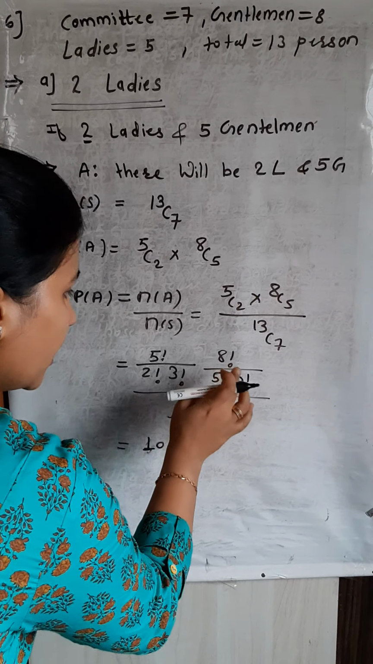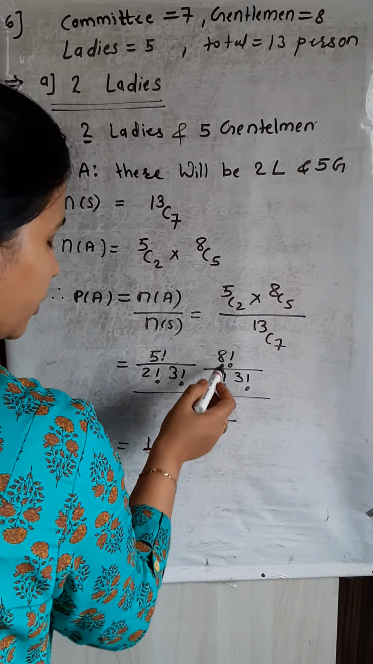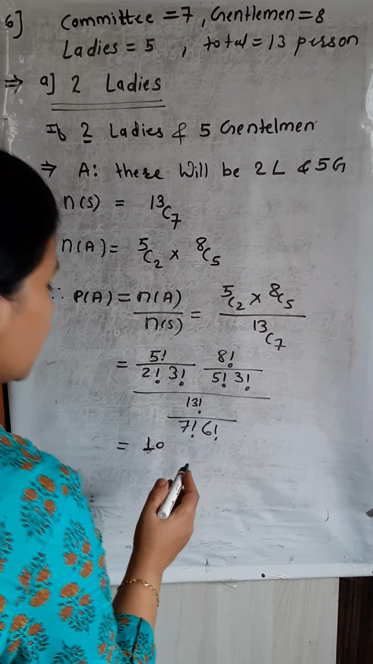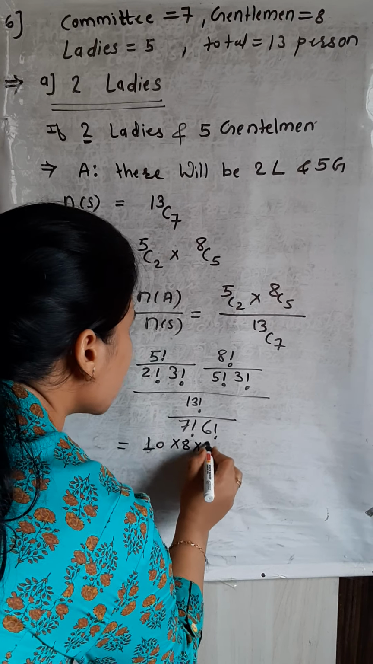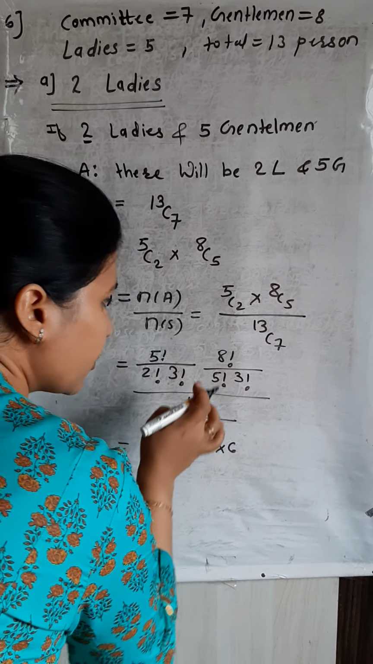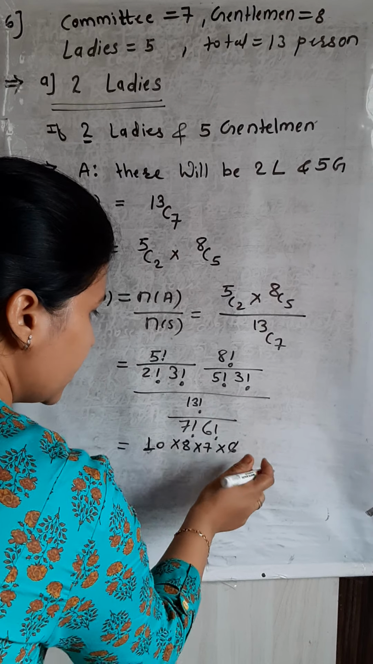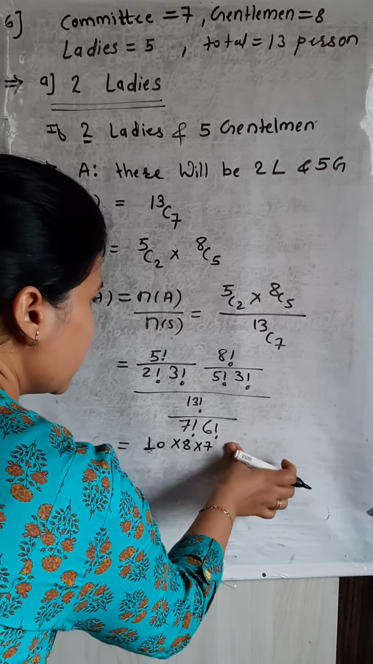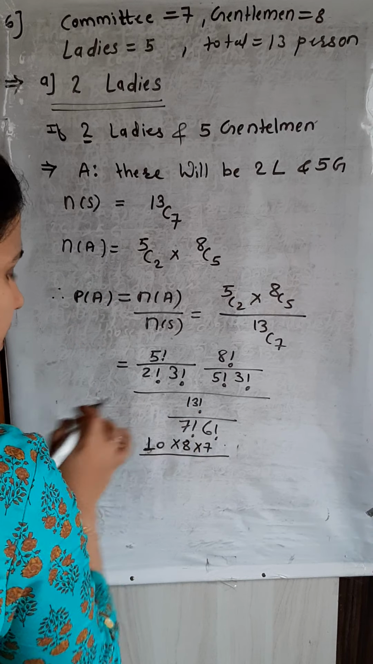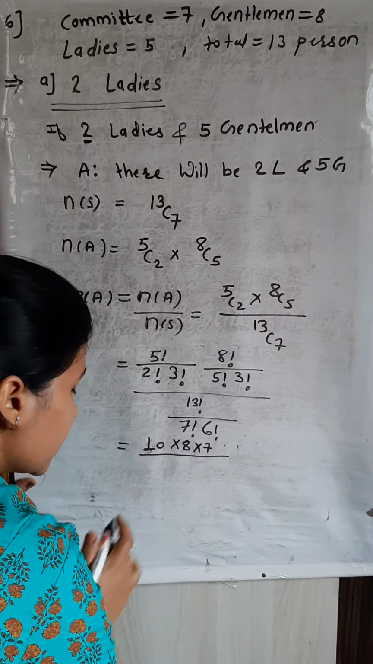Okay, here 8 factorial by 5 factorial. If we divide 8 factorial by 5 factorial, then the only remaining will be 8, 7, 6. So here I am writing into 8 into 7 into 6. See here, this 5 factorial gets cancelled by the 5 factorial of 8 factorial. What is remaining here? 3 factorial. 3 factorial means 6. So I will cut that 3 factorial with this 6 also. So only this much is remaining. This divided by 13 factorial by 7 factorial. So you get 7 factorial by this, that is 13 factorial.